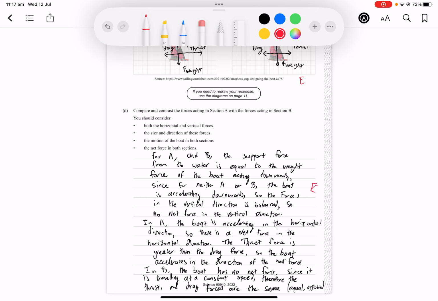If you only link the net force in one section, that is a merit. And if you correctly name two vertical or horizontal forces, and if you say that balanced forces cause constant motion, that can be an achieved grade there.